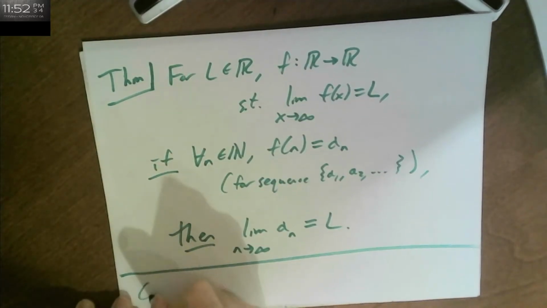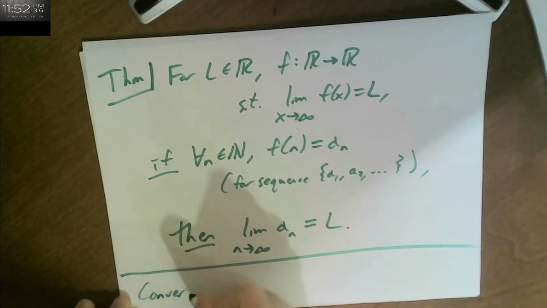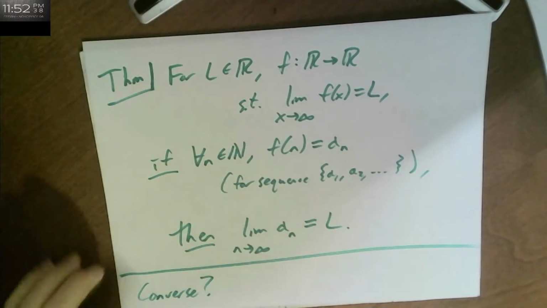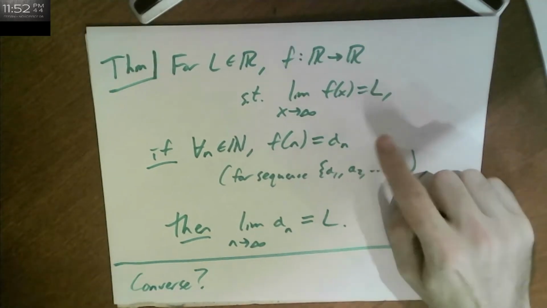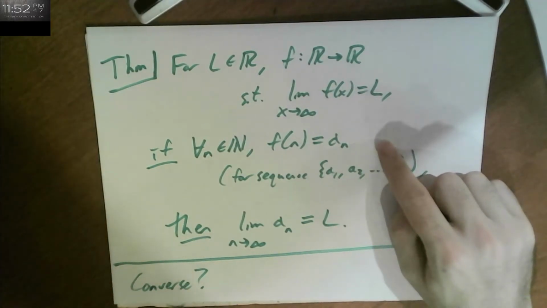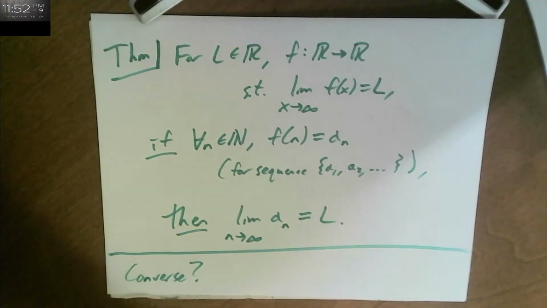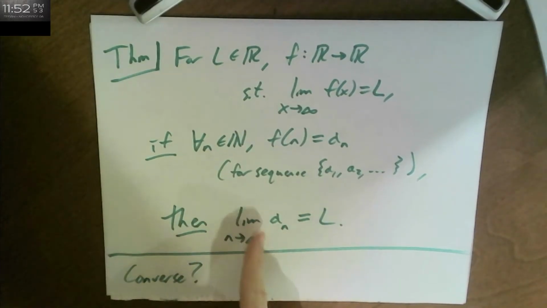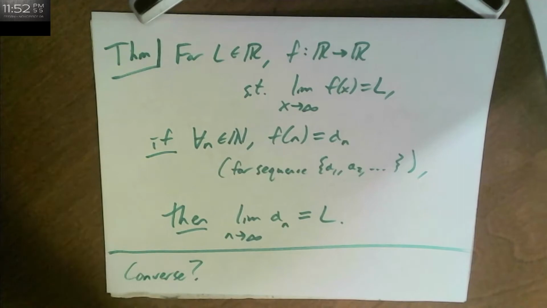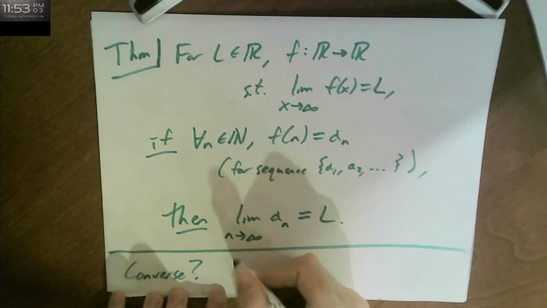What about the converse? If I have a limit of a sequence, does that mean that any function which agrees with it on the naturals would also have a limit? Notice, by the way, we only care about limits going to infinity. Every time I say limit, I mean a limit as the variable goes to infinity. What about the converse? Consider the following.